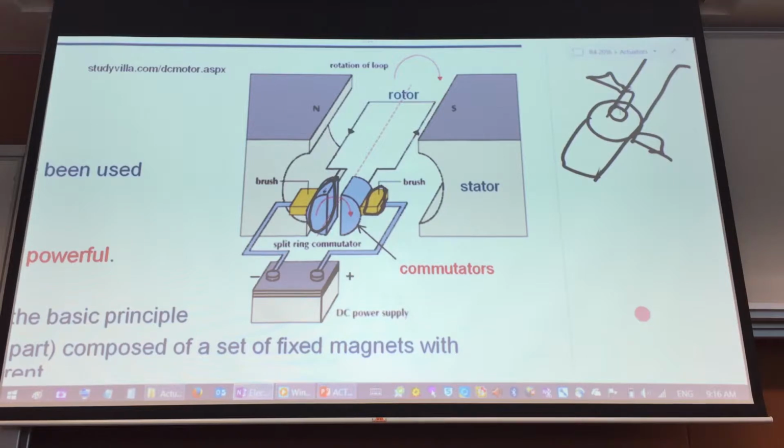Why do I need to just loop it one time? I want to use the same strength of wire and loop it a lot of times. Right? If I can loop it a lot of times, then each time that force kicks in, I'll have a lot of strength of that wire experiencing that force. Right? A lot of torque.